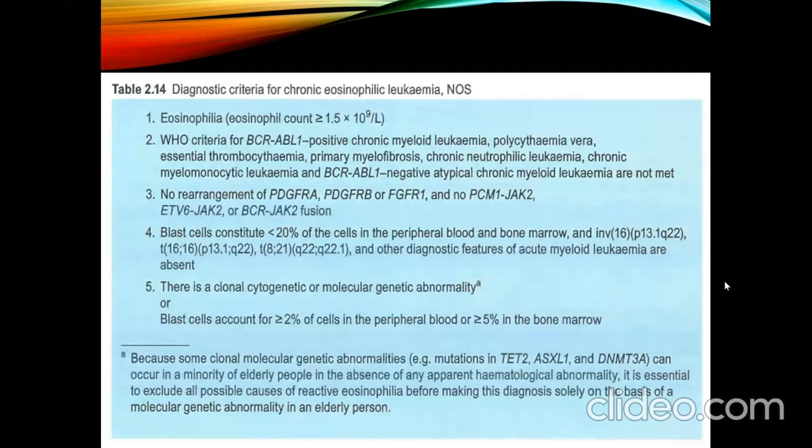No rearrangements of PDGFRA, PDGFRB, FGFR1 should be there, and there should be no clonal cytogenetic or molecular genetic abnormality, and/or blast cells should account for no more than 2% of cells. Also, blast cells should constitute less than 20% of the cells in the peripheral blood and bone marrow.